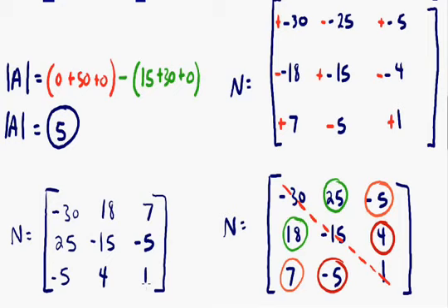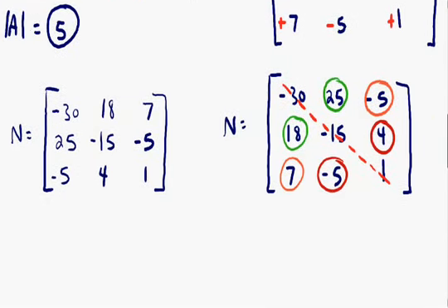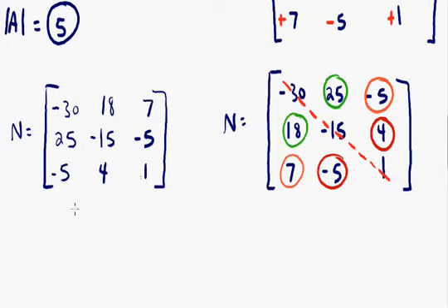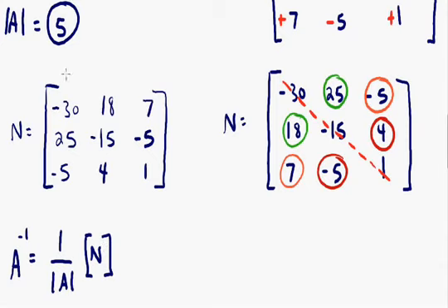And the nice thing about this matrix is that it allows us to find the inverse of our matrix A quite easily. So I'm just going to scroll down a little bit just to give myself a little bit more space. So the formula for the inverse of our matrix A is equal to 1 over the determinant of A, all multiplied by this matrix N that we just found. So we know from earlier that the determinant of A was 5. So 1 over the determinant of A is going to be 1 over 5.